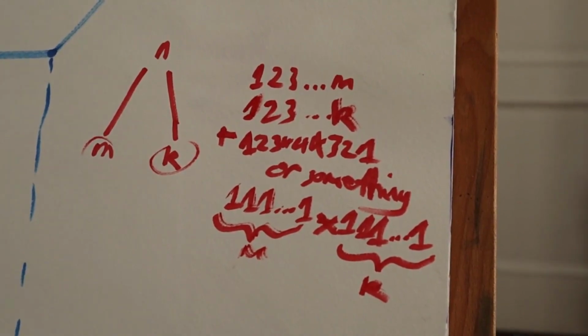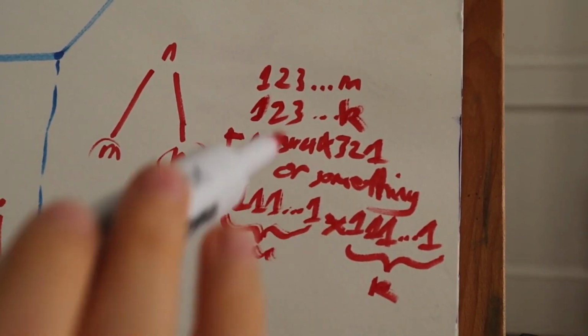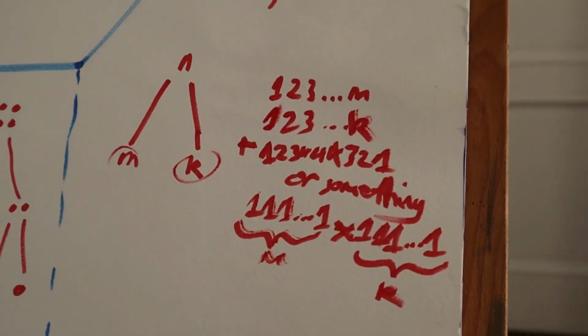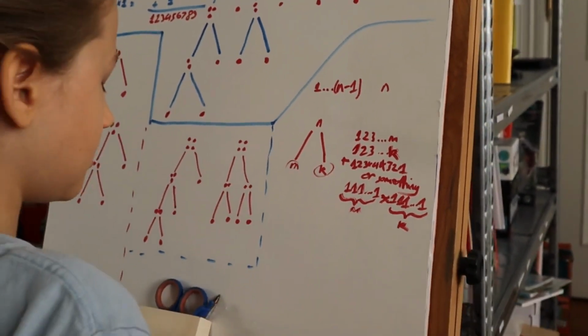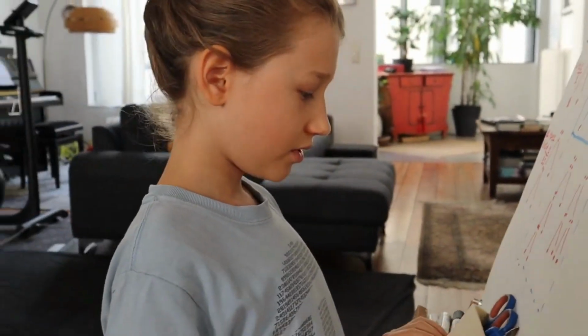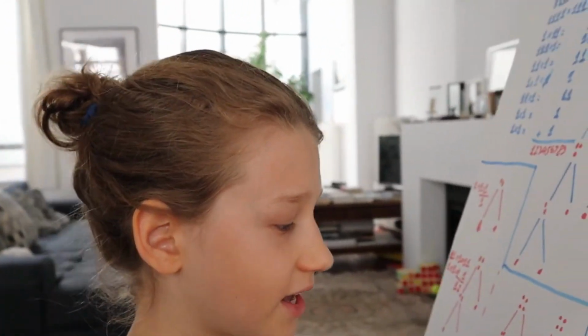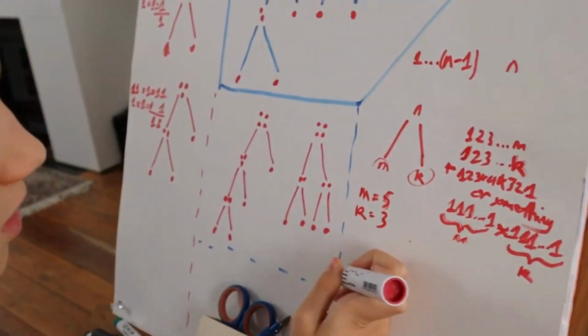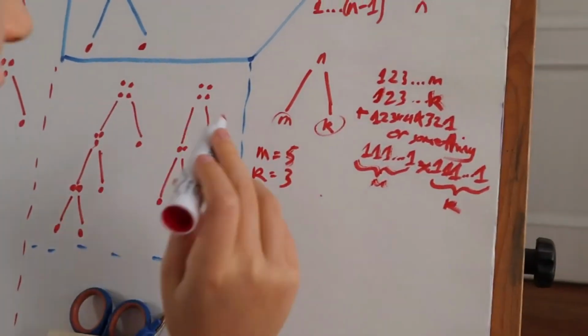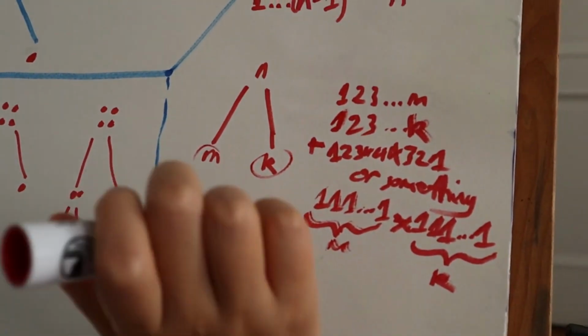Okay, so this gives us evidence that it's going to be a fixed outcome, but it doesn't prove that it's exactly 1, 2, 3, 4, 5, 6, 7, 8, 9. So let's actually do a specific example. Let's say m is 5 and k is 3. So this is a specific example: m is 5 and k is 3. That actually really helped me when I was trying to prove this.